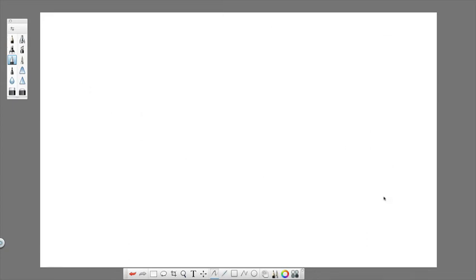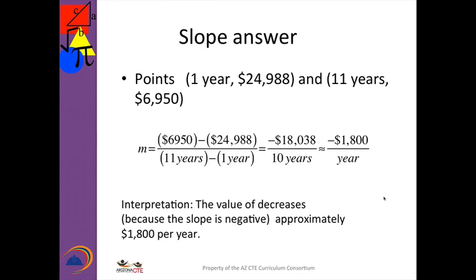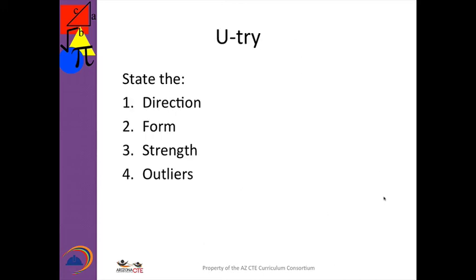Welcome back. Let's go back to our PowerPoint. All right, there we go. Because the slope is negative, the value decreases approximately $1,800 per year. All right, so you're going to try. You're going to state the form, the direction, the outliers, and the strengths for that graph that we just had.